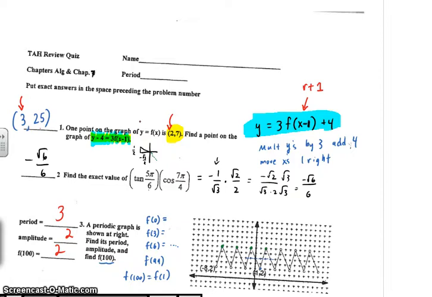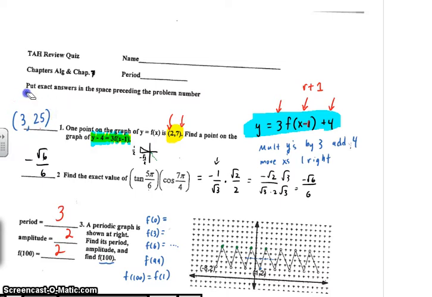Now the y's, two things are occurring. One is they're being multiplied by 3, and the other is that we're adding 4 to all the y's. So this results in a stretching vertically by a factor of 3, and then a shift up 4. If you look at the original y value of 7, we're going to triple that to 21, and then we're going to add 4 to it, and that's how we get 25. So the answer here is (3, 25).